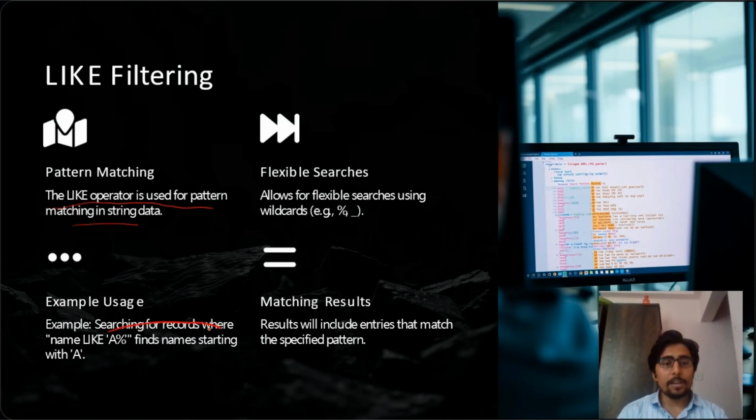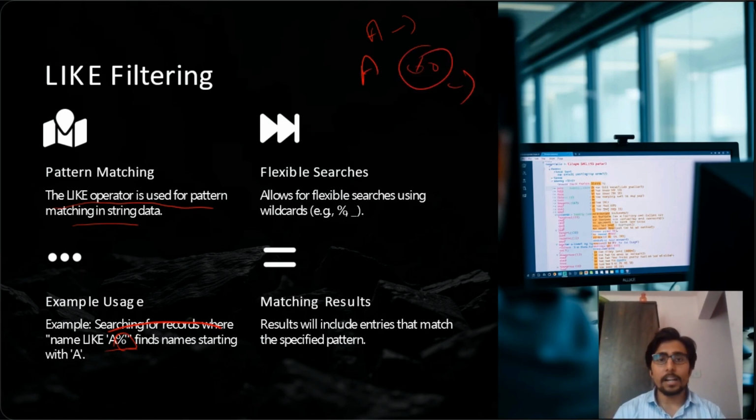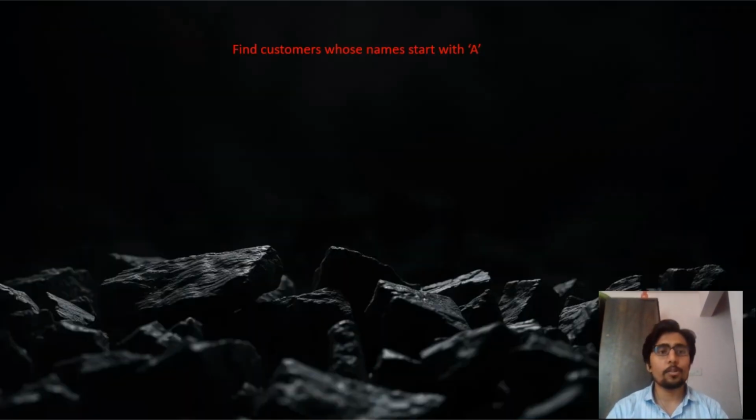For example, they have given an example of searching for records where name LIKE 'A%'. A% means names starting with A, every name will come there. The percent sign means anything can follow. Basically it can be any letters after A, for example Anurag, Aman, Ankit, anything. All the records will come. So this was all about the LIKE filtering.